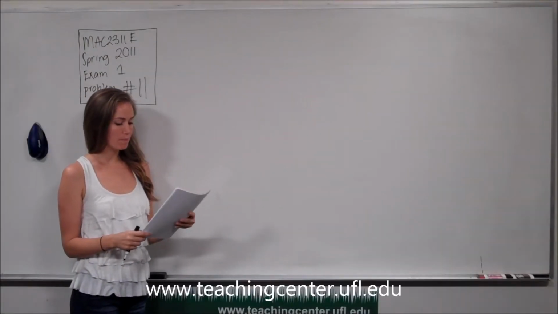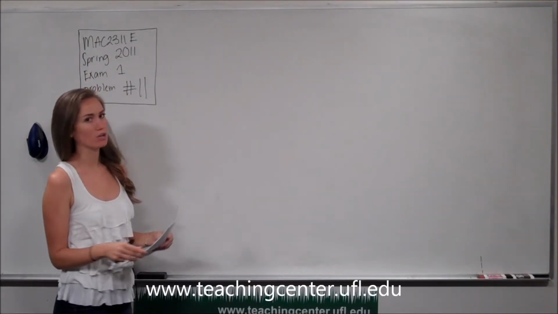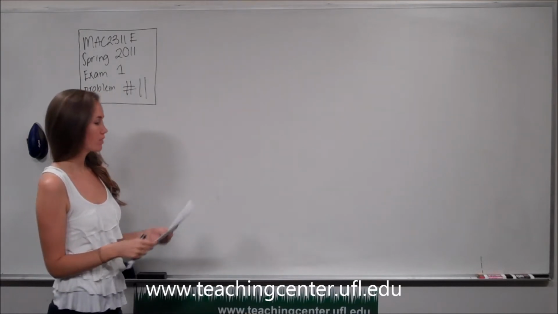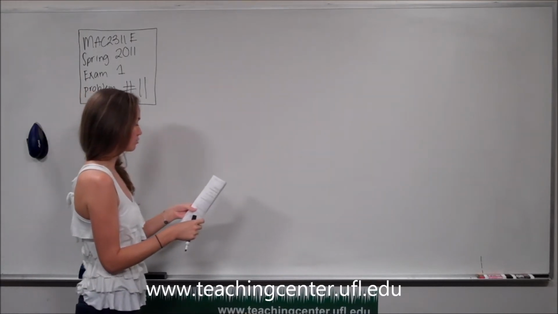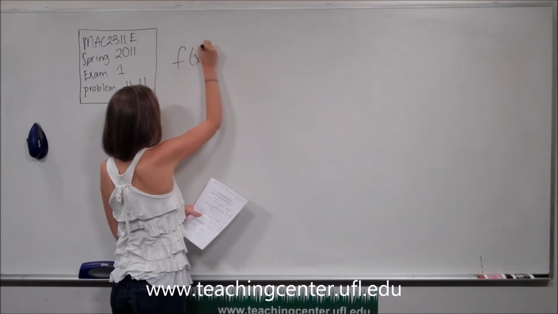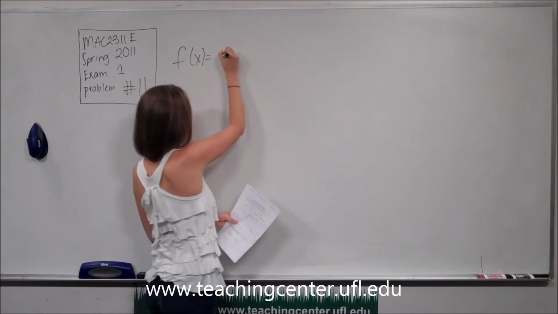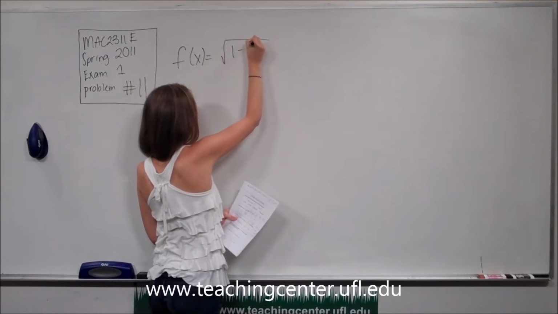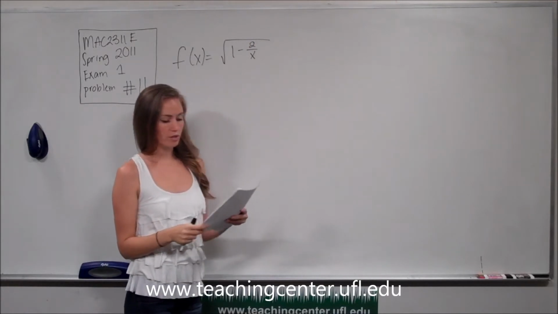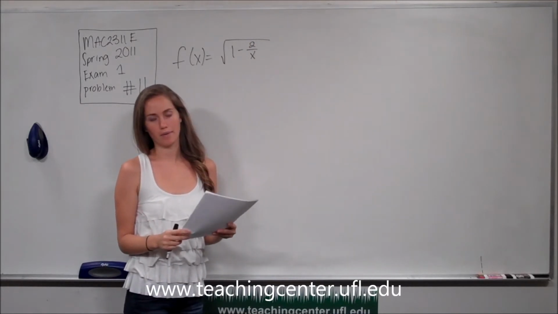Hi, right now we are doing problem number 11 for Engineering Calc MAC 2311E from the Spring 2011 Exam 1. Number 11 asks us, what is the domain of the function f of x equals the square root of 1 minus 2 divided by x? It also tells us to consider using a number line.